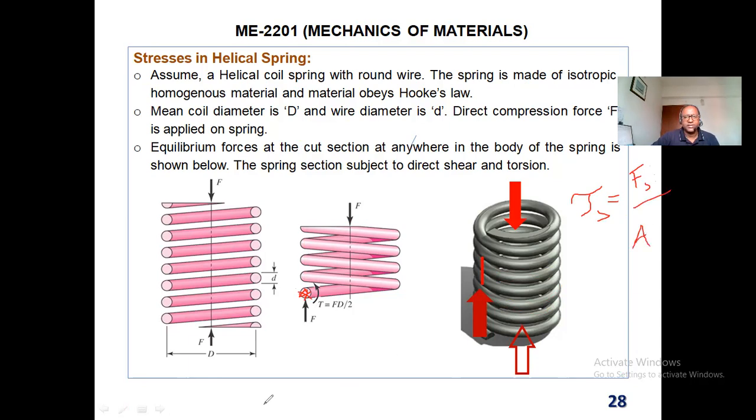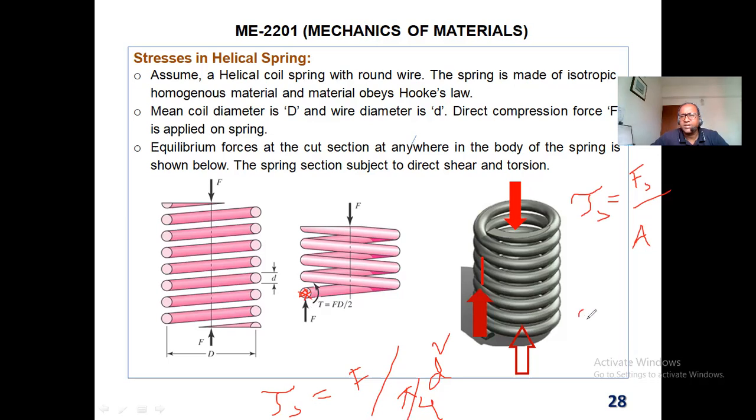Or we can say tau is equal to Fs. What is Fs? This F divided by area. What is the area? Pi by 4 times the diameter of the small wire squared. This is direct shear. Now, the other shear is torsional shear.